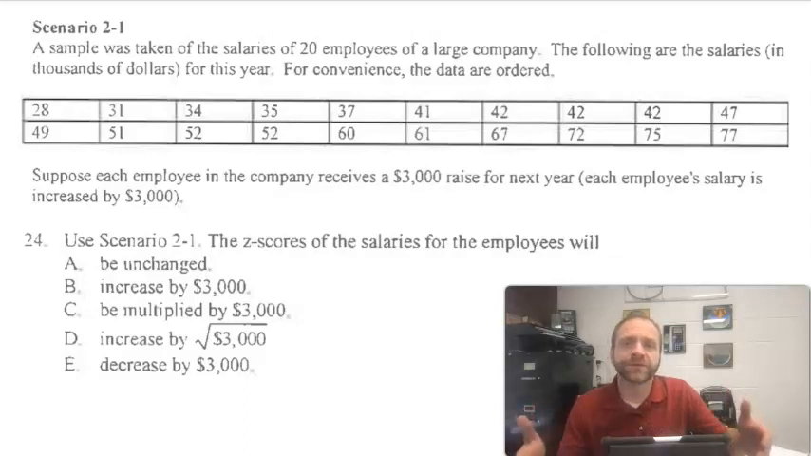That's what we're being asked in question 24. So the z-scores of the salaries of the employees, will they be unchanged? Will they increase by 3,000? Will they be multiplied by 3,000? How about increase by the square root of 3,000 or decrease by 3,000? That's what we're being asked.